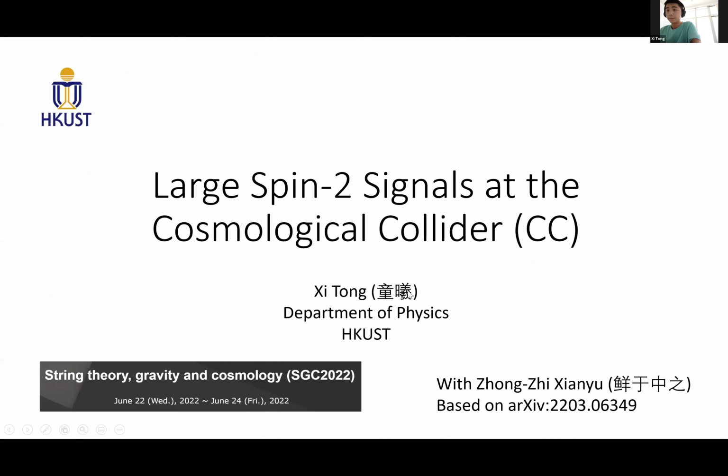So hi everyone, I'm Tong from HKUST. I'm very glad that I can attend this year's SGC 2022. Today my topic is about the large spin-2 signals at the cosmological collider. This is a work in collaboration with Xianyu Zhongzhi and is based on the following arXiv paper.